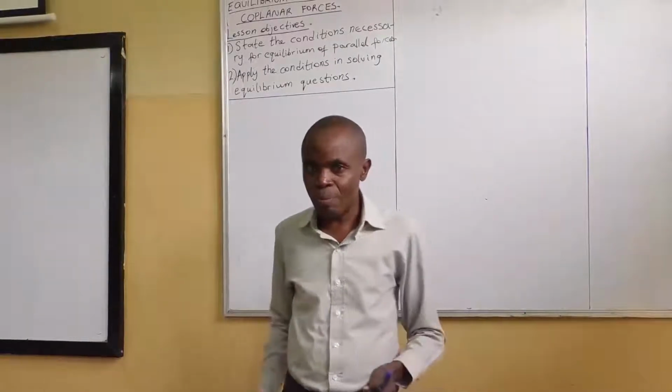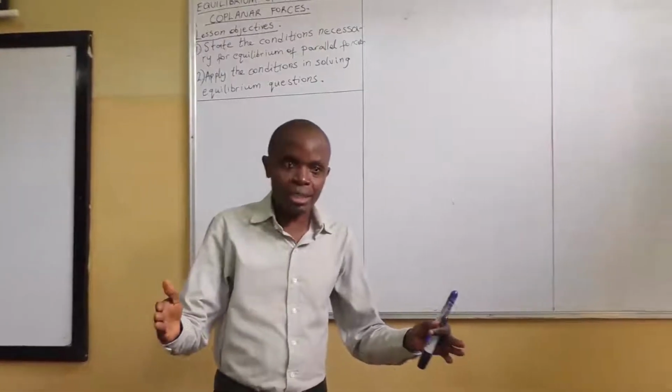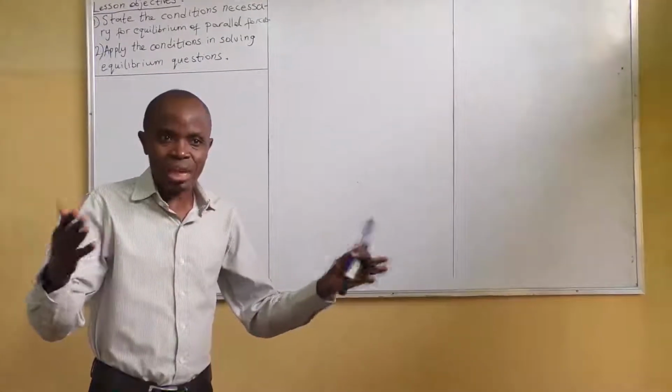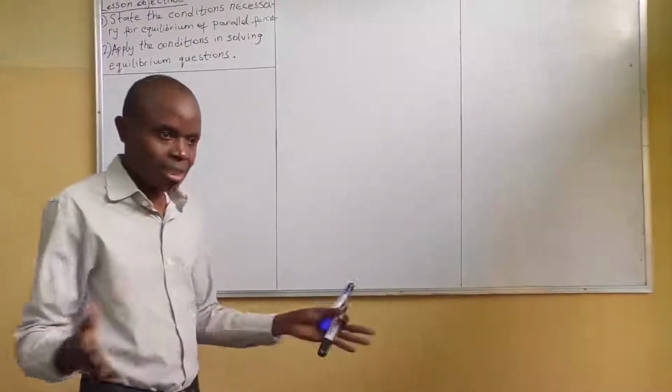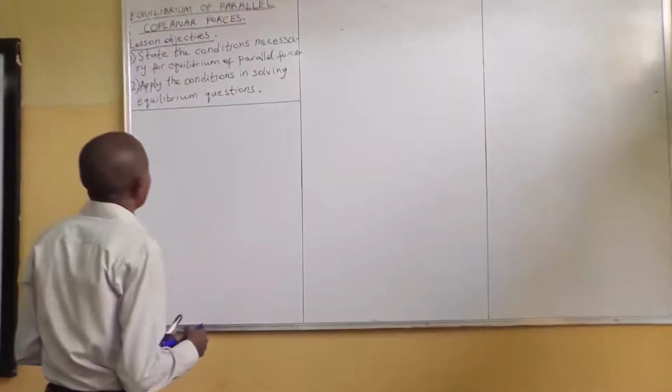What then do we mean by parallel? Parallel simply means two lines or two lines of action that do not meet. That is the simple term of parallel. So let's look at this scenario.